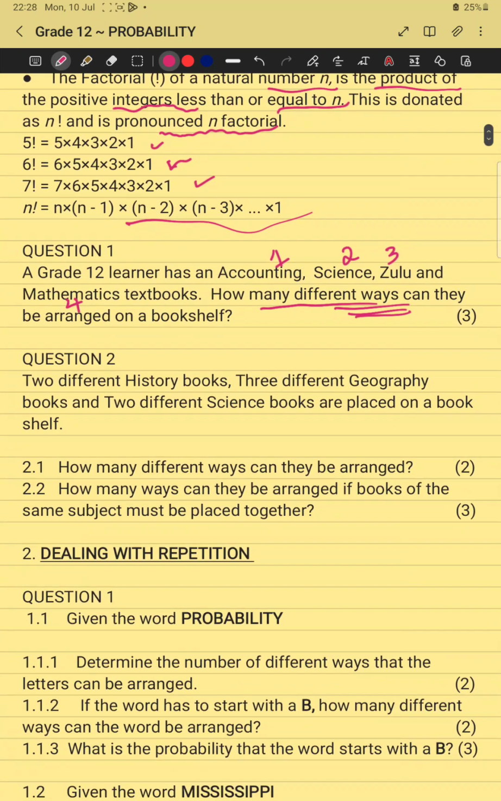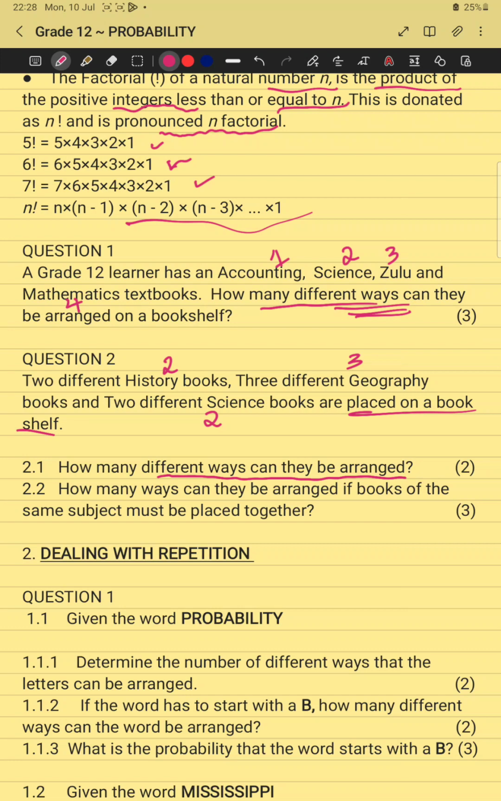Question number 2. Now they say 2 different history books. So I've got 2 here, and 3 different geography books. We've got 3, and 2 different science books. We've got 2. They are placed on a bookshelf. And the first question here now says how many different ways can they be arranged? Let's count how many in total here. 3 plus 2 is 5, plus 2 is 7. So we've got 7 textbooks here.